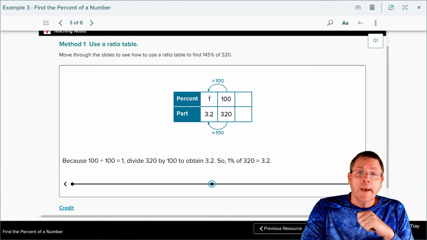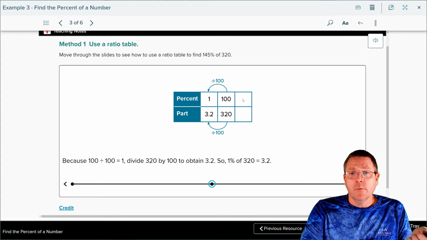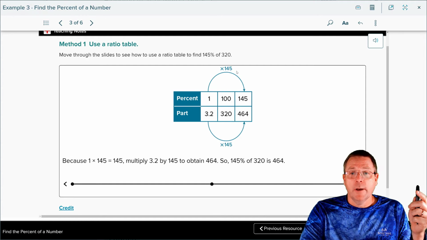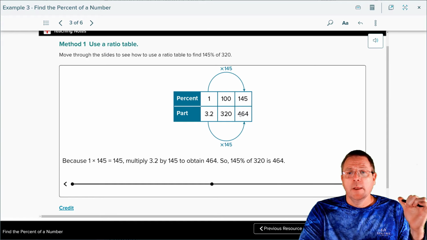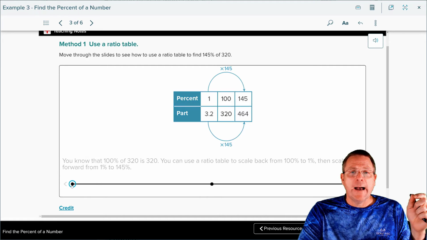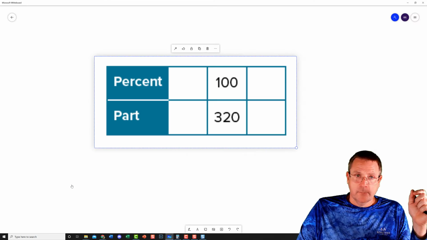Now, what do you have to do to 1 to get it equal to 145? You have to multiply by 145. And if you do it on the top, you have to do it on the bottom, and that's going to end up giving me the 464 for the answer. Let's take a look at how I would have done this problem, though.